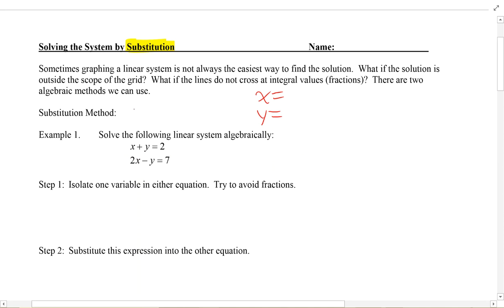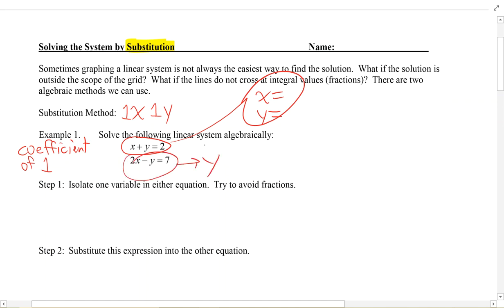You're looking for something with an x or a y, so a 1x or a 1y. You're looking for a coefficient of 1. Write this word down, coefficient of 1. That's what you're looking for to make it the simplest. So first of all here, this would be a good one for either x equals or y equals. This one here would be good for a y equals, but it's a little bit trickier because of the negative sign. The negative sign means you're going to have to do sign changes, so it's just a little bit trickier.